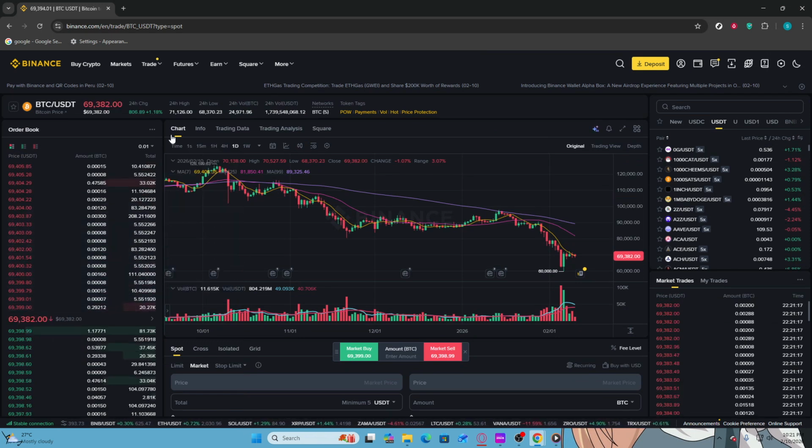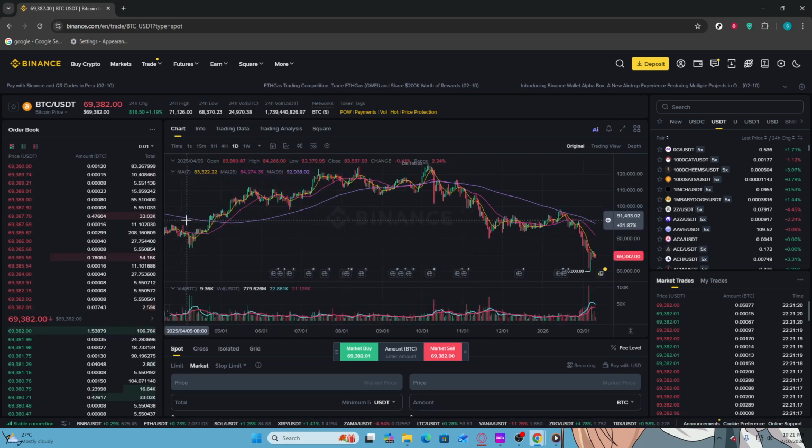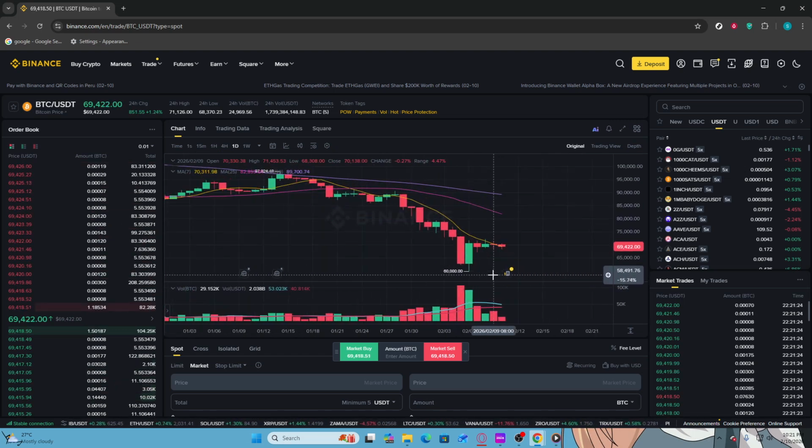Following that, click on the Chart tab to analyze price movements visually. Here you will find various tools and indicators to help you assess market trends and make strategic trading choices. Take your time to explore these features, as they can significantly impact your trading success.